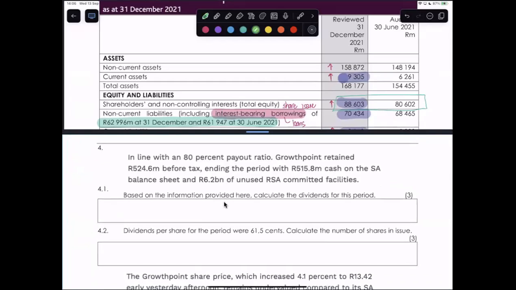In line with an 80% payout ratio, Growth Point retained 524.6 before tax, ending the period with 515.8 million cash on the balance sheet and 6.2 of unused RSA committed facilities. Remember, we spoke about the payout ratio, and we referred to the fact that the payout ratio is talking about the dividends. Question 1 says, based on the information provided here, calculate the dividends for this period.